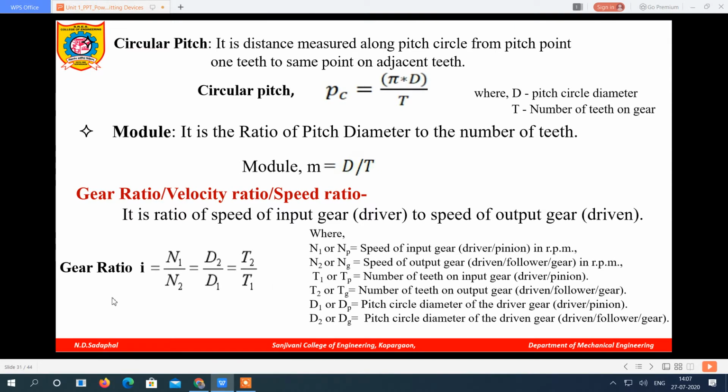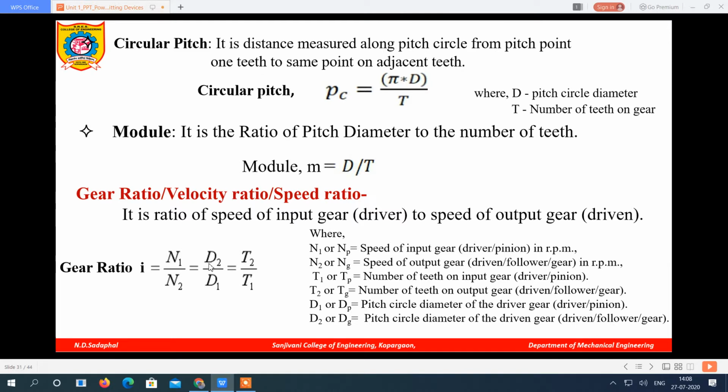Basically, gear ratio is always denoted by small i. It is equal to capital N1 upon capital N2. Capital N1 is the speed of the input gear. The input gear is also called the pinion, or the driver. That speed is in RPM, revolutions per minute. So it is the speed of the input gear to the speed of the output gear. It is also equal to D2 upon D1.